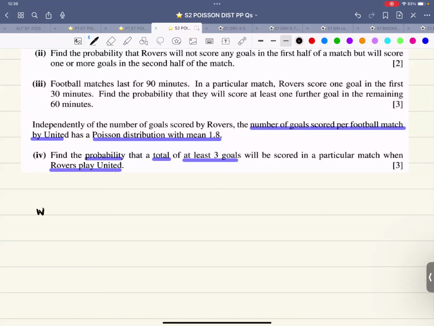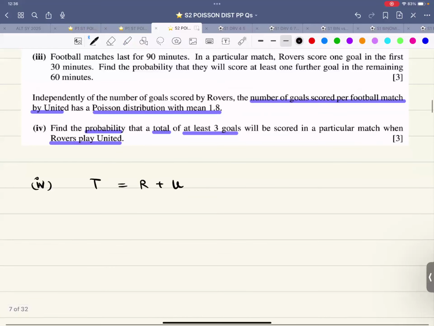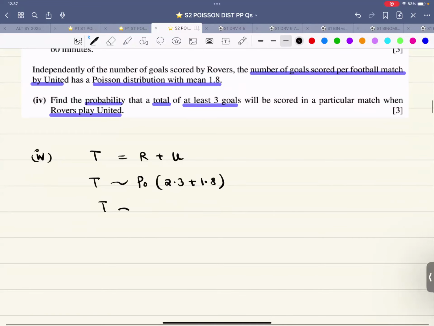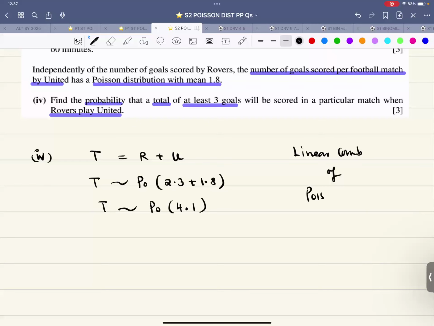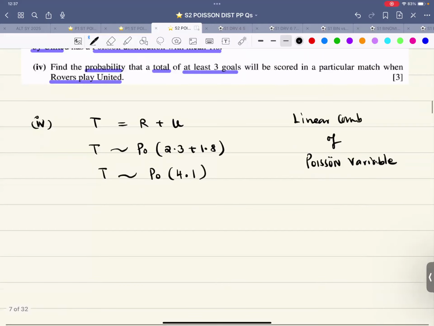So part 4, total is about Rovers plus United. Total follows a Poisson distribution. It's about the full match. That is 2.3 plus 1.8. So total follows a Poisson distribution with 4.1. This is linear combination of Poisson variable. You simply add the two means. So now what's happening? At least 3 goals.